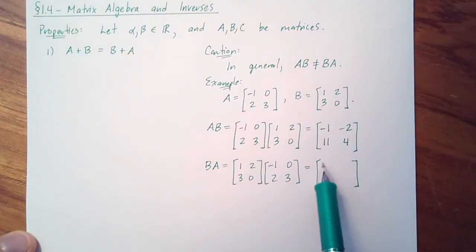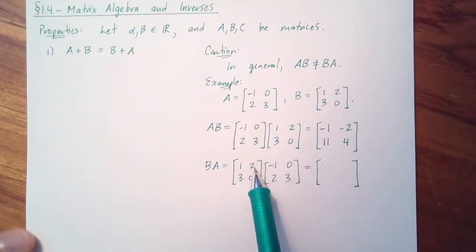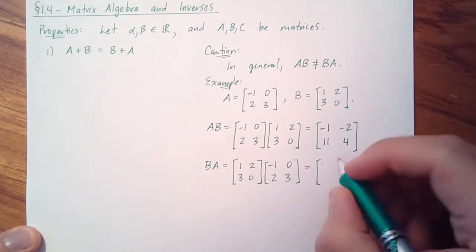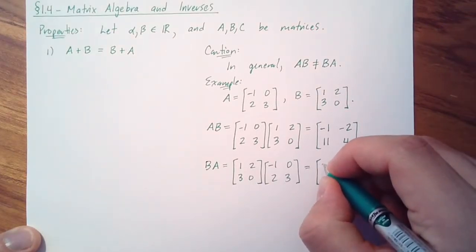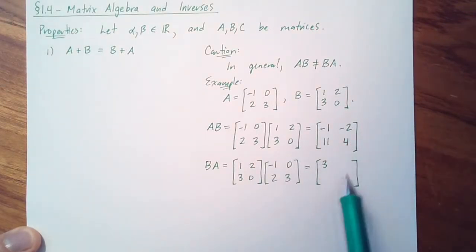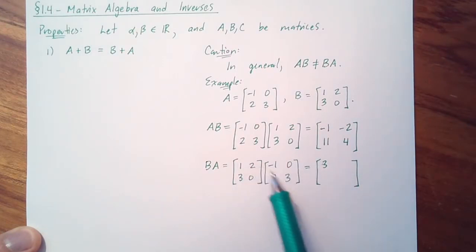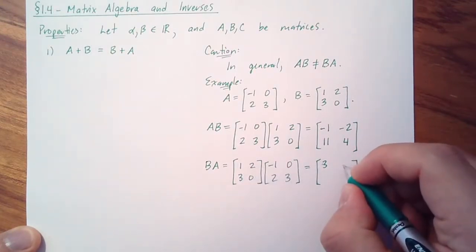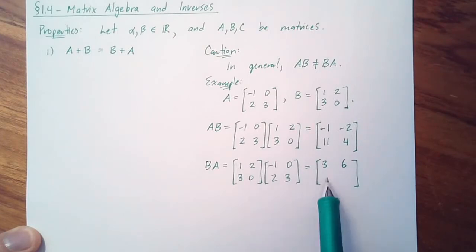So the entry right here, I'm going to have 1 times -1, 2 times 2, so that's -1 plus 4, so that'll be 3. The entry here, I'll have 1 times 0 plus 2 times 3. That's going to be 0 plus 6. Down here I'll have 3 times -1, 0 times 2, so that'll be -3 plus 0. And then for the last entry I'll have 3 times 0 and 0 times 3. Those are both zeros, so you add them together, you get 0.